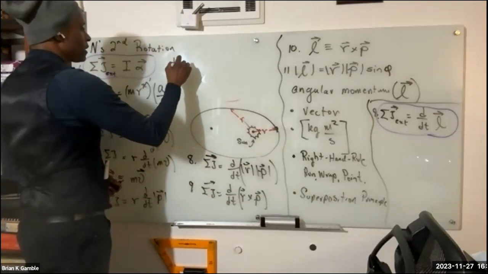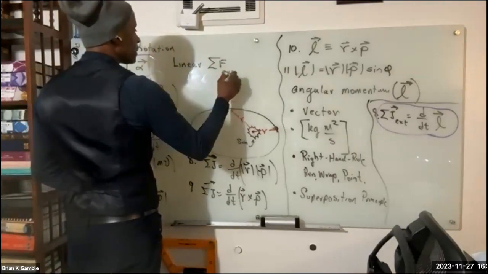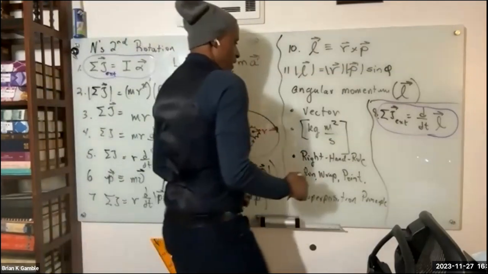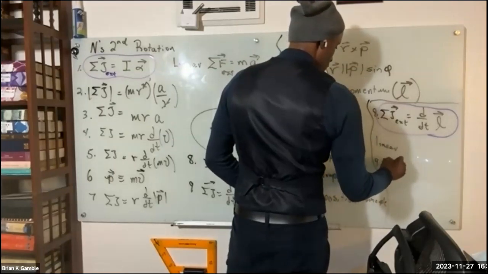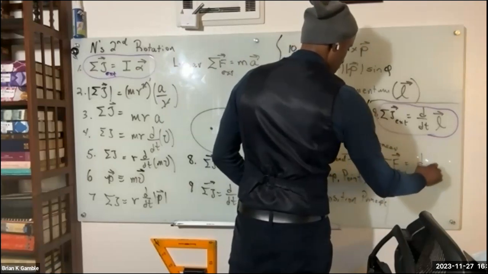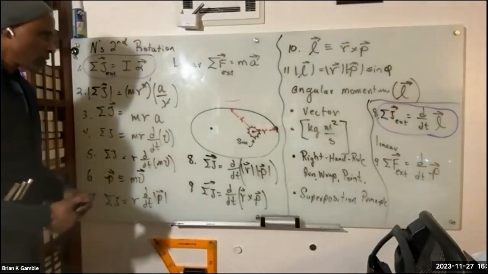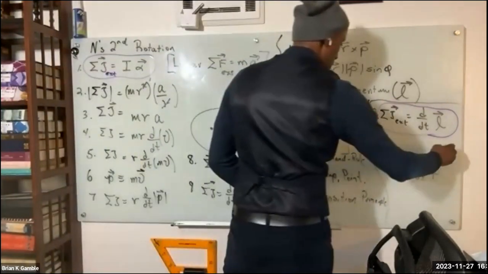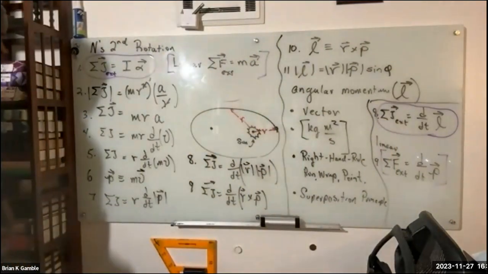Analogous to this is the linear version: net external force was m times a. And analogous over here, the linear version is the net external force equals the time rate of change of the linear momentum. Okay. So it's definitely a useful alternative.